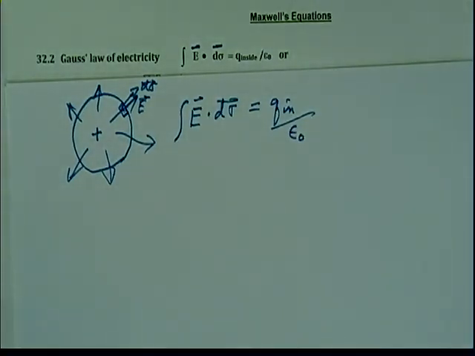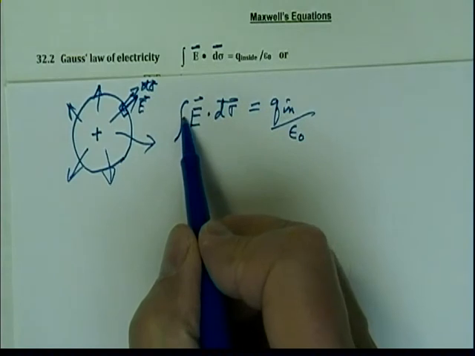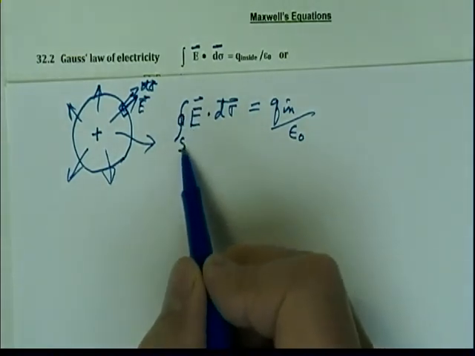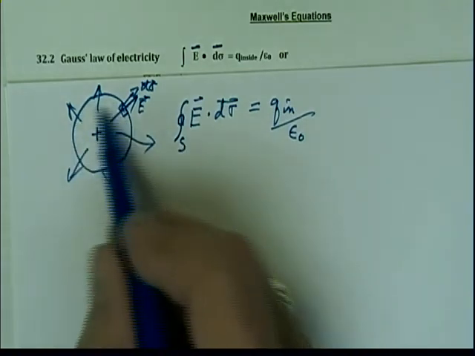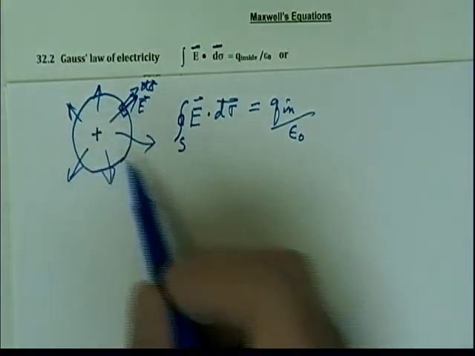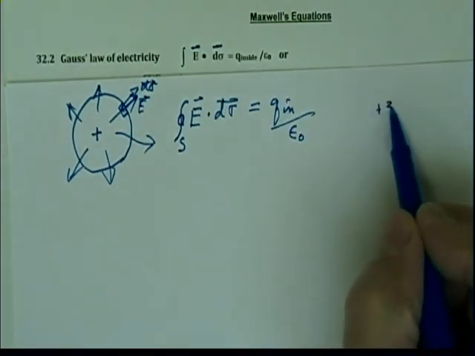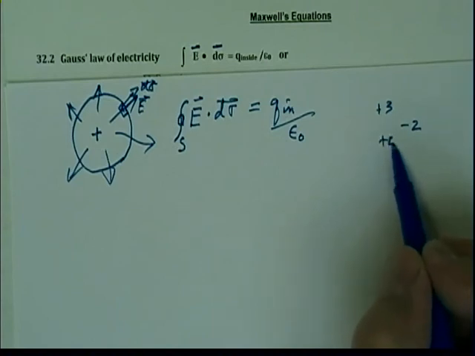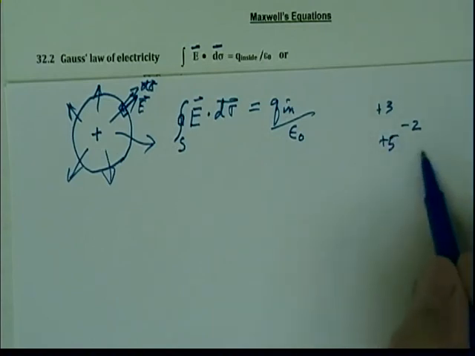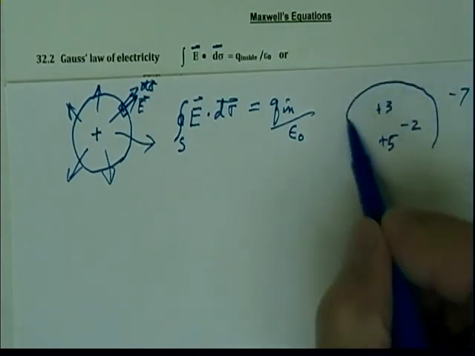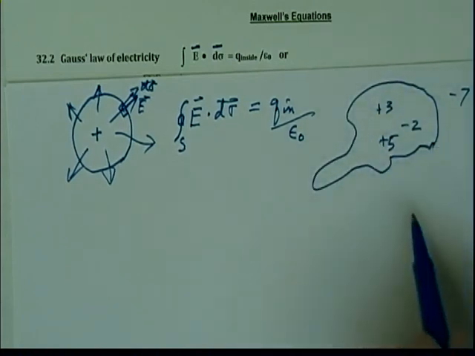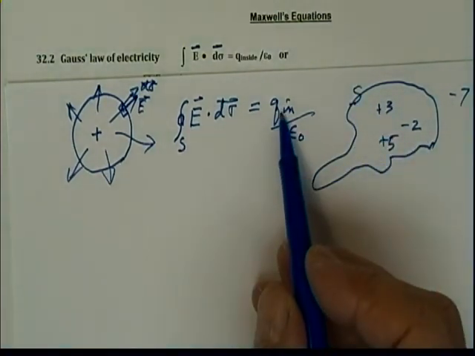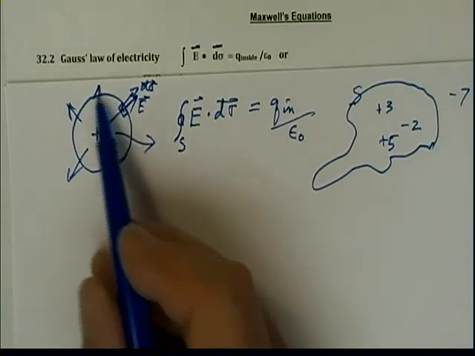Now we've already discussed this equation before, but we need to remind you that this is a closed surface. We draw this circle here to mean closed, and it's a surface, which means we add up everything here. And it does not have to be a sphere. We could have a plus 3 coulombs here, a minus 2 coulombs here, a plus 5 coulombs here, and we could have a minus 7 coulombs over here. We could have a very irregular surface that was like this.